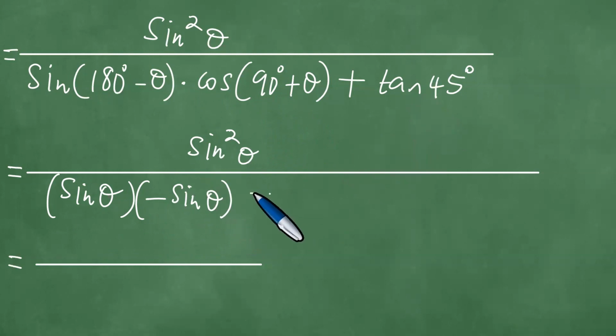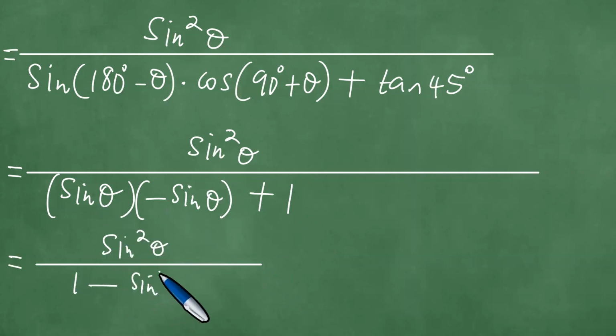Okay, the tangent of 45, 45 is a special angle, and the tangent of 45 is actually equal to 1, like so. In the numerator, then we have exactly sine squared theta. 1 minus sine times sine is sine squared of theta.